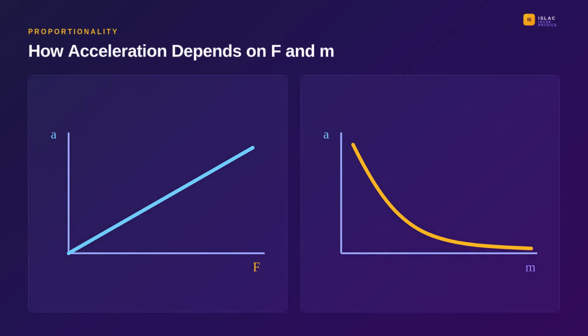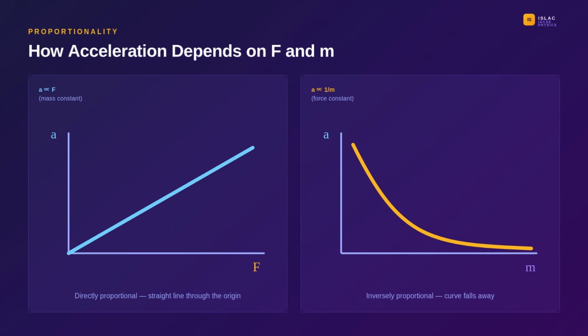The second law also tells us how acceleration depends on force and mass, and graphs make this clear. On the left, with mass kept constant, acceleration is directly proportional to the resultant force. Double the force, double the acceleration, so the graph is a straight line through the origin.